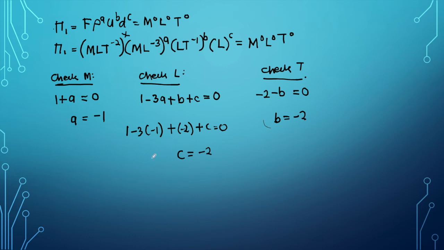After you get this A, B, and C, then you substitute back into this equation. So pi 1 equal to F times rho to the power of minus 1, because rho is power A. And then U to the power of B. B is minus 2, then substitute minus 2. Then last is D. D is power of C. C is negative 2, and then it will be negative 2. Therefore, your pi 1 is F over rho U square D square. That is your first pi. Okay.